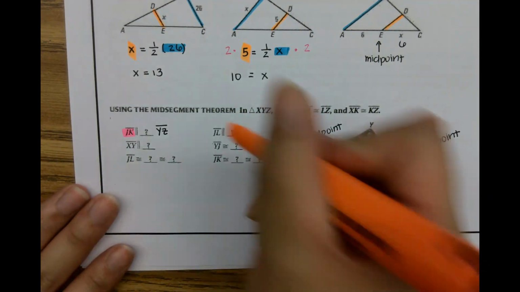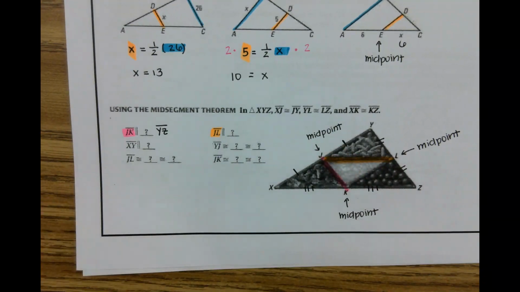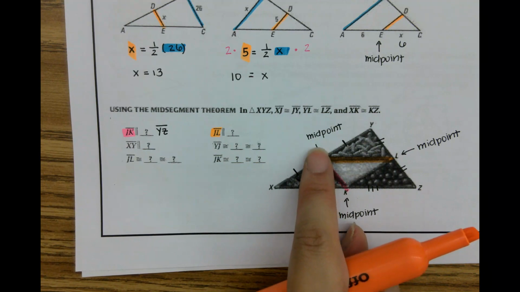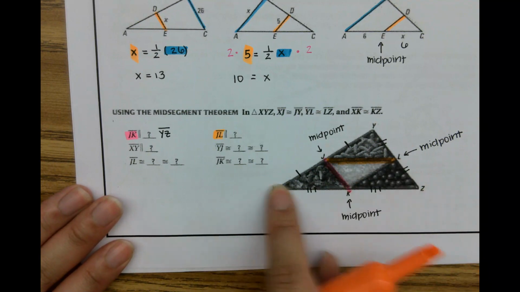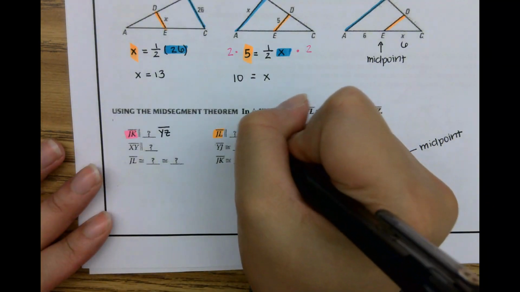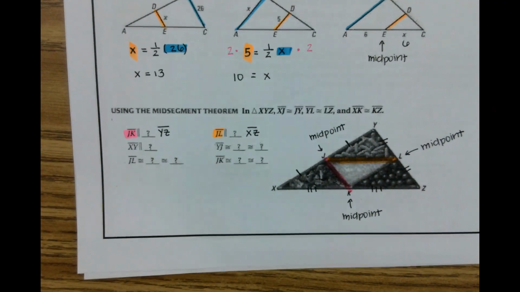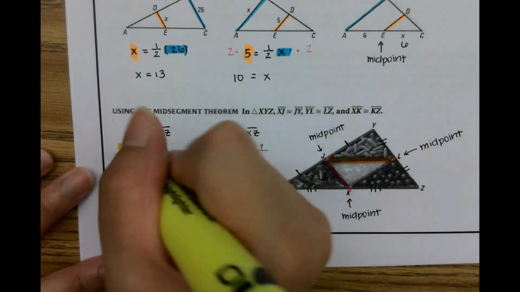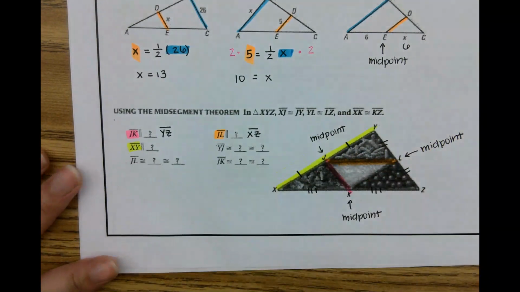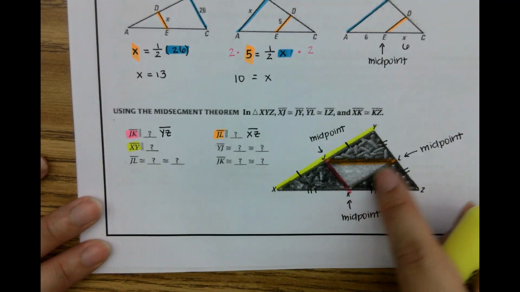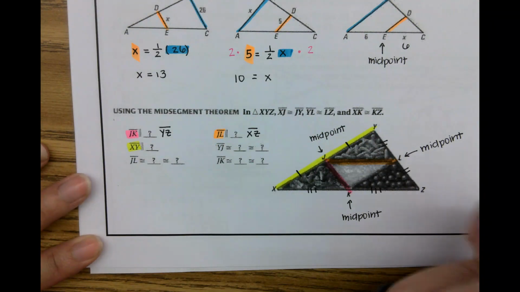Let's look at the next one. JL is right here. This is a midsegment as well because it goes from midpoint to midpoint. It is going to be parallel to the third side, so this is the third side. So JL is parallel to XZ. The next one here we have is XY. XY is the third side actually, so it's going to be parallel to one of the midsegments. It's going to be parallel to this midsegment here, which is LK or KL.